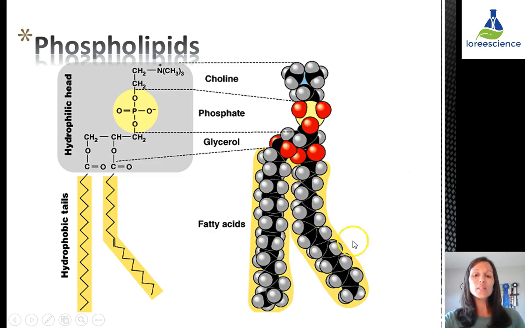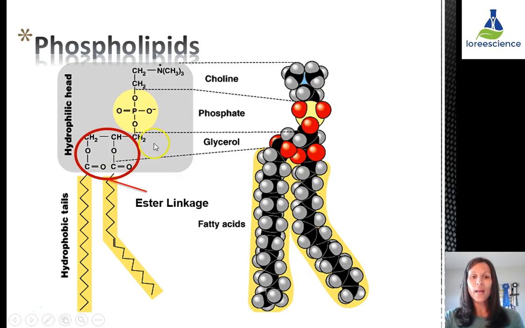So if we actually look at what it looks like structurally, we can see that there's this phosphate group in the middle. We have this glycerol backbone here, the 3-carbon chain. Notice our ester linkages to the fatty acid tails. You do not need to be able to draw this entire structure, but you do need to know that it's two fatty acid tails, ester bonded to the glycerol backbone with a phosphate group up top. So again, noticing the ester linkages in the phospholipid.